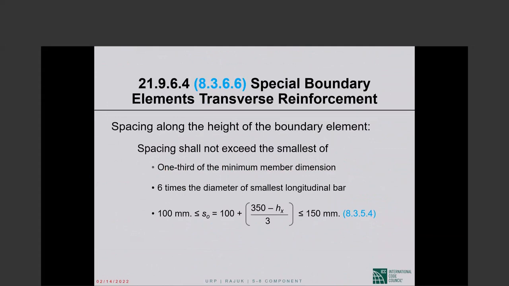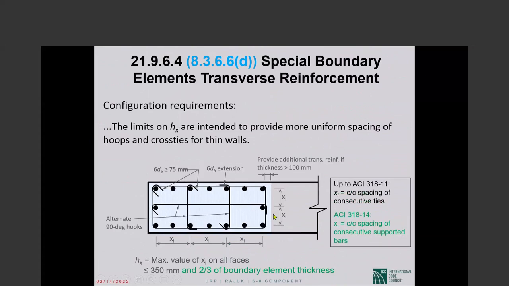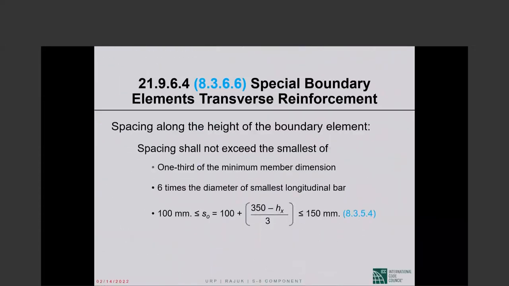The spacing of the transverse reinforcement, the vertical spacing of all that. This is one piece of transverse reinforcement, the tie and the cross ties together. Okay, what is the vertical spacing of that? It shall not exceed the smallest of: remember, in the case of a column, it was 1/4 of the minimum plan dimension, 6 times the smallest longitudinal bar diameter, or this S sub 0, which is between 4 and 6 inches.